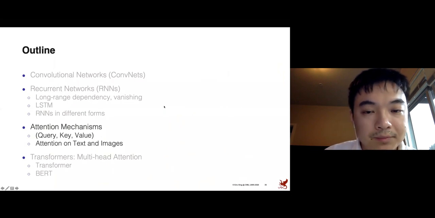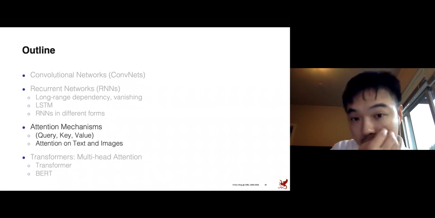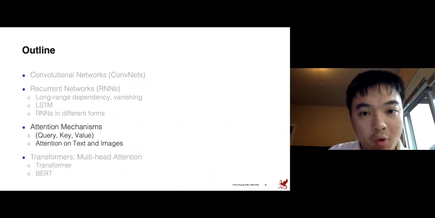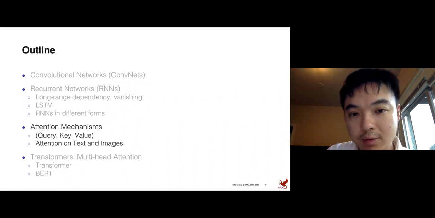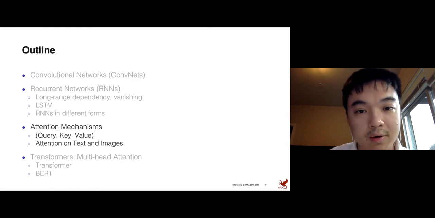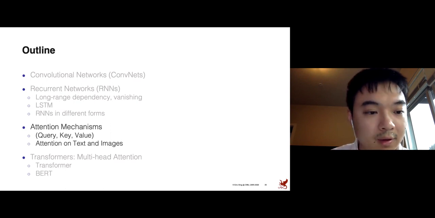Okay, so we have seen the convolutional networks and recurrent networks. In the third part, we will be visiting the attention mechanism, which is one of the most important components in modern deep neural networks to capture even longer term dependencies and to improve the performance of modeling, classification and prediction.